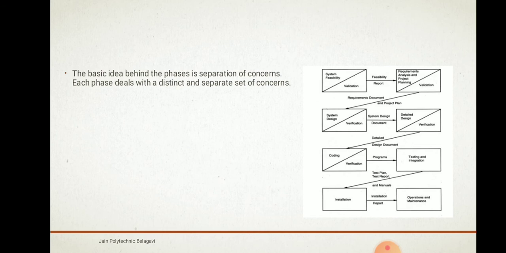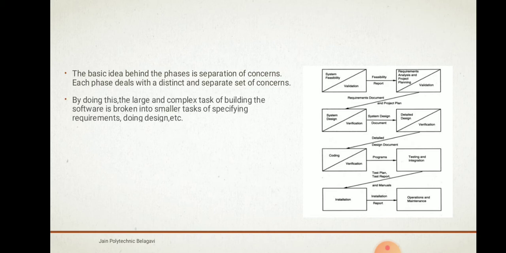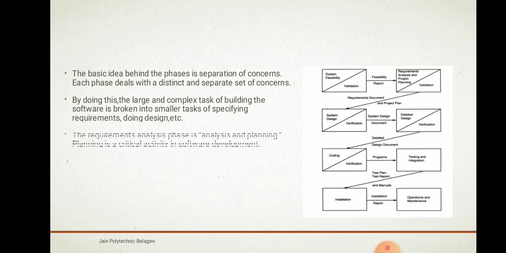Now the basic idea behind the phases is separation of concerns. That is, each phase deals with a distinct and separate set of concerns. By doing this, the large and complex task of building software is broken into smaller tasks. With this, we may make use of each step as a small step in specifying requirements and doing design. The requirement analysis phase is analysis and planning. So both the phases are called the analysis and planning phase.